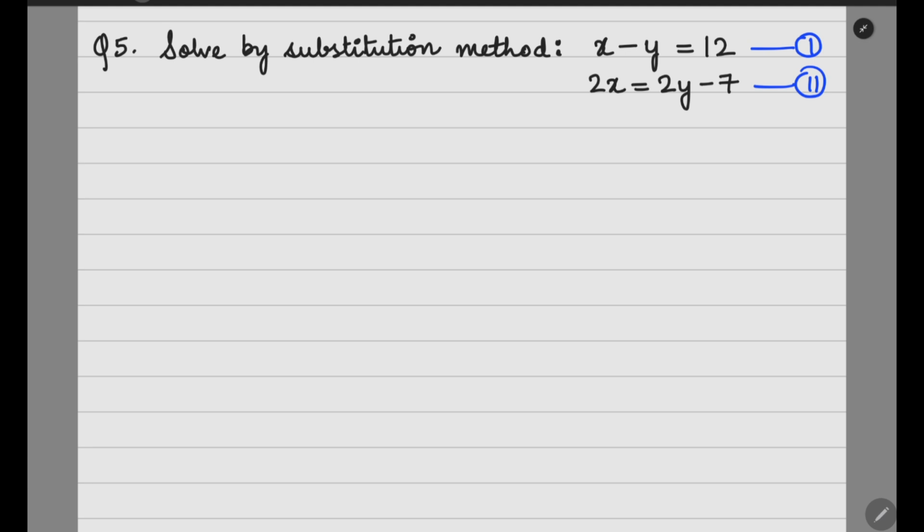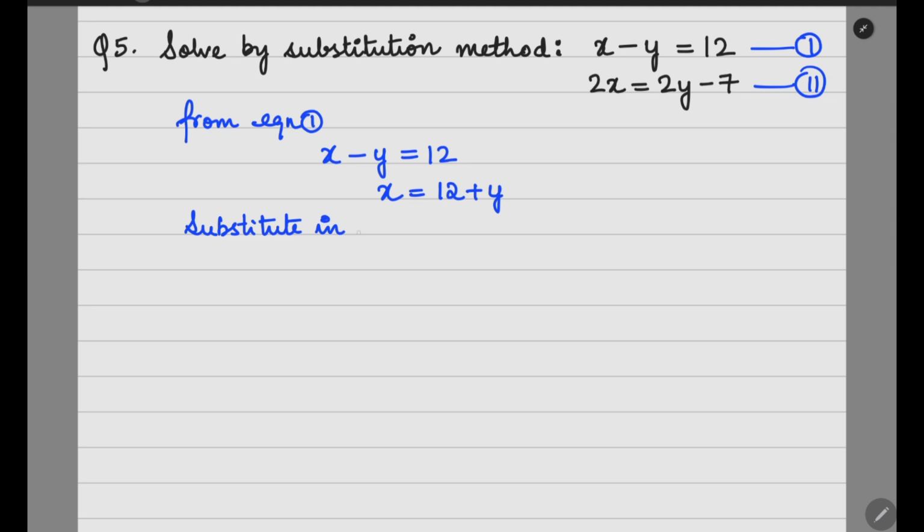Now, when you are considering equation 1, from equation 1, x minus y equal to 12. What is x? x is 12 plus y. This value of x, that is 12 plus y, you have to substitute in equation 2.